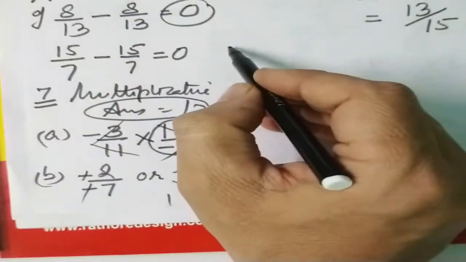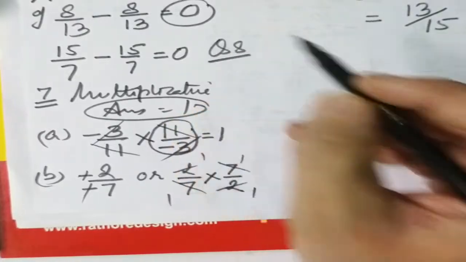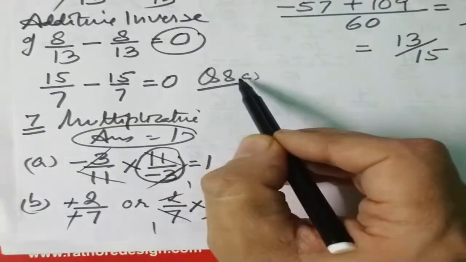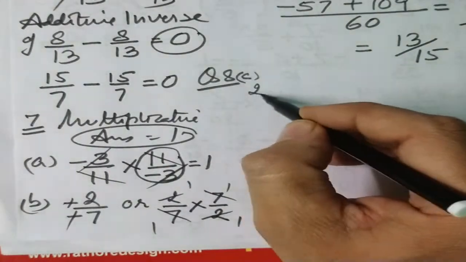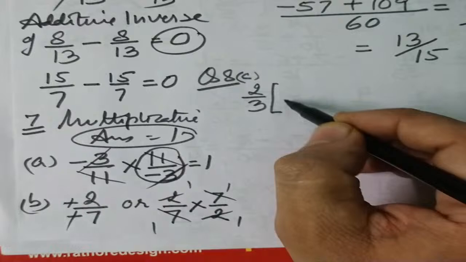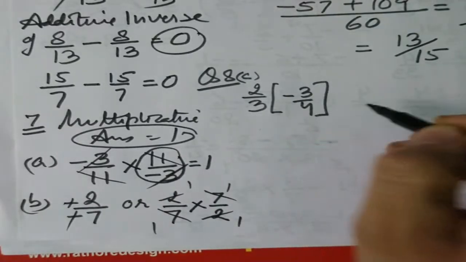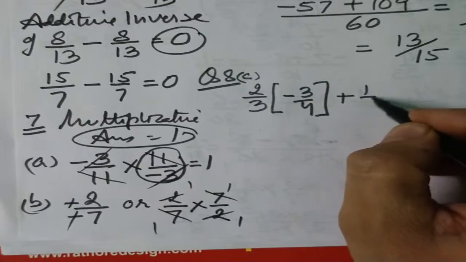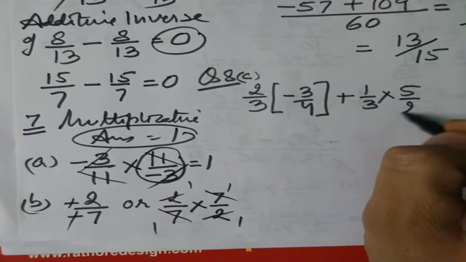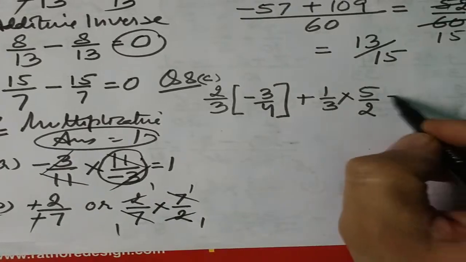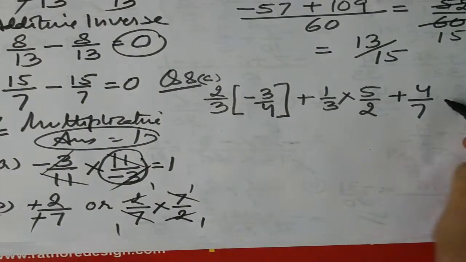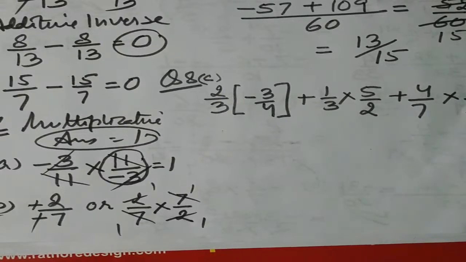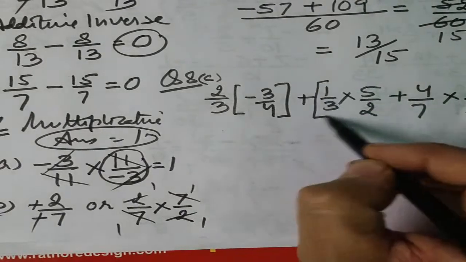Part C is looking lengthy, but it is not lengthy. This is question number 8, part C: 2 upon 3 into the bracket of minus 3 upon 4, plus 1 upon 3 into 5 upon 2, plus 4 upon 7 into 2 upon 5. I can solve in any order.